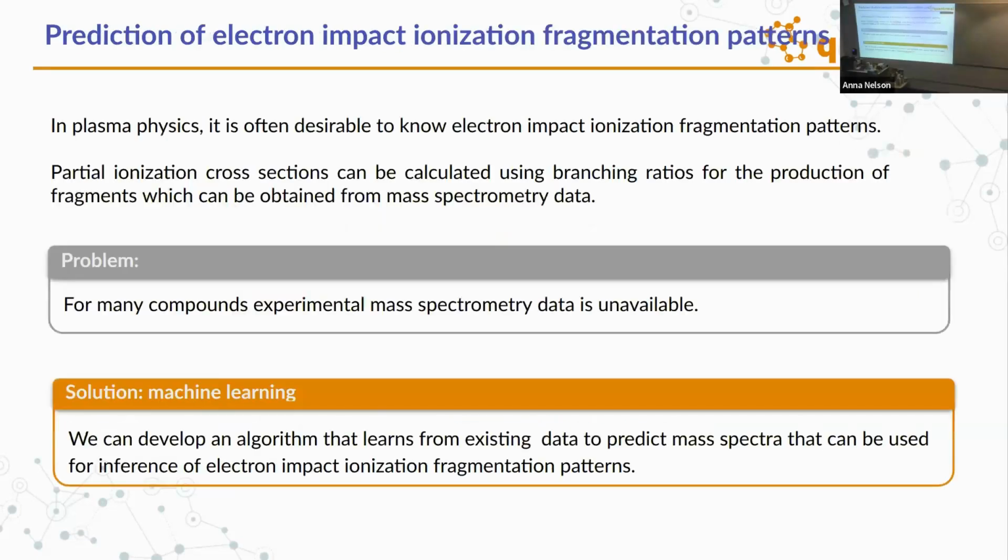In the context of electron impact ionization fragmentation patterns, in plasma physics it's often desirable to know partial ionization cross sections, and they can be calculated using branching ratios for the production of fragments, which can be obtained from mass spectrometry data. But the problem is that for many compounds, experimental mass spectrometry data is unavailable, and a way to get reasonable estimations of this data is to develop an algorithm trained on already existing data. So this is what we've done at Quantemol.